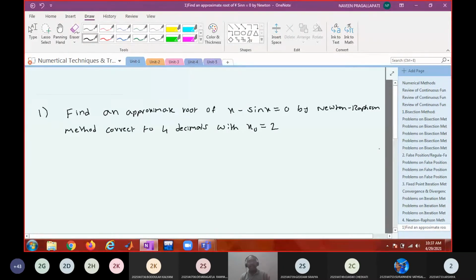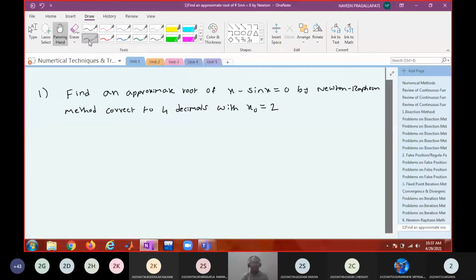I don't guarantee that this will lead to a convergent sequence. I don't know, because if your initial approximation is not a good approximation, you may not get a convergent sequence. I just wanted to try with this. If you are getting a divergent sequence, then you have to change the value of x naught. Instead of 2, you may have to take some other value. Do you understand?